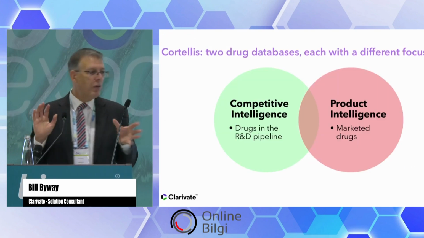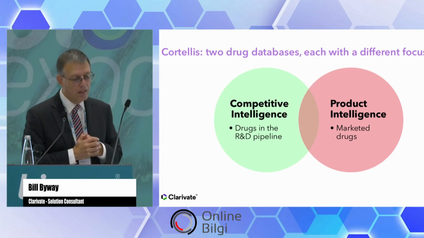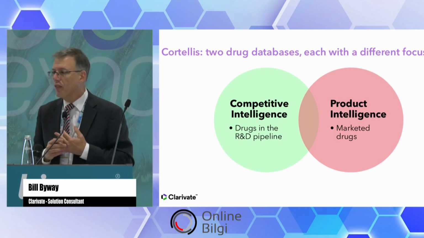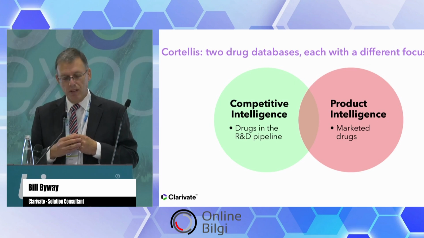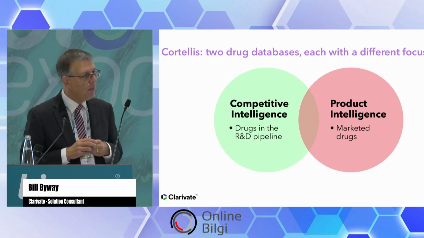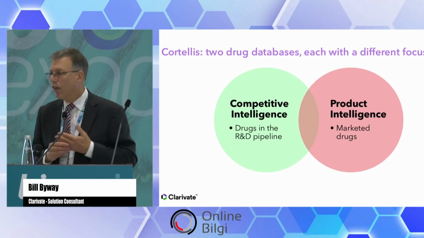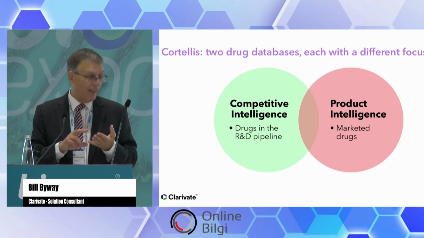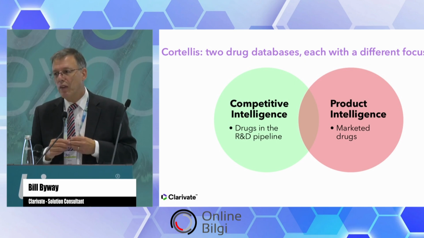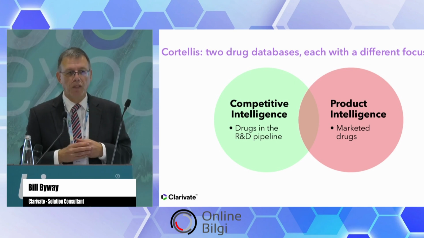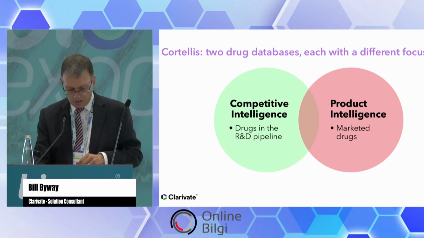So we've got these two different databases. Nessie talked about Cortellis Product Intelligence. I'm talking about Cortellis Competitive Intelligence. Two different databases. The biggest difference is which drugs they cover. Competitive Intelligence looks at drugs, most of them still in R&D. So maybe in clinical, phase 1, phase 2, phase 3. Product Intelligence really looks at what drugs are already on the market. So a different focus to the two systems.